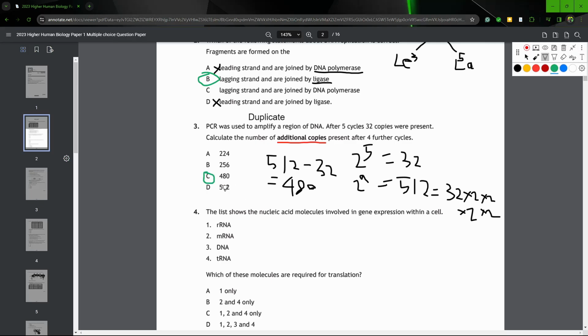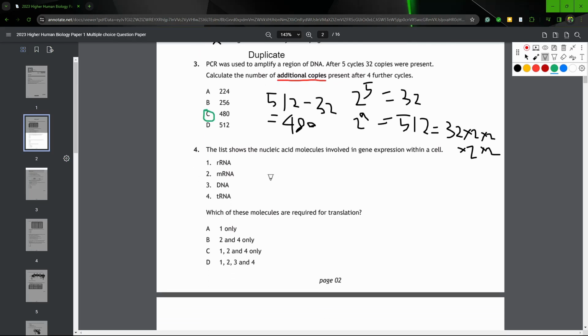So yeah, this is a bit of a trick question. So don't worry if you don't get this right the first time. I think this has caught me out as well. Anyway, onwards and upwards.